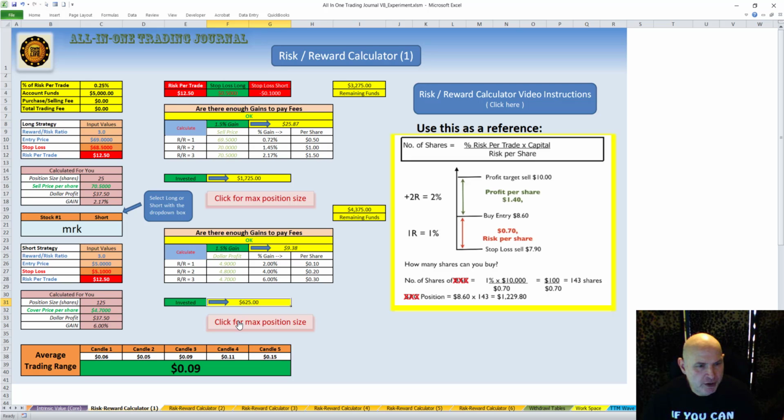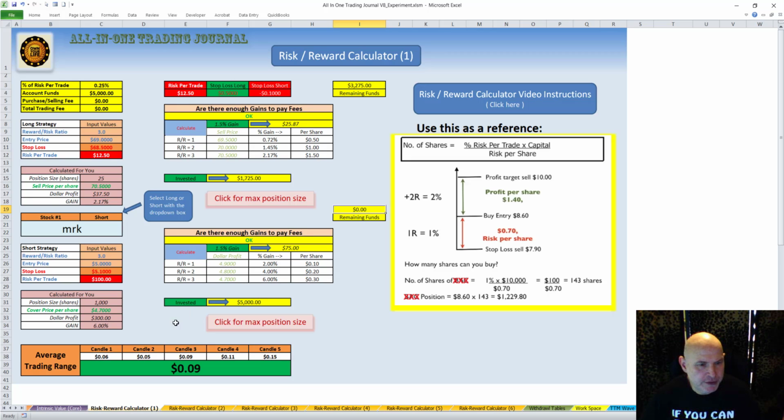If you want to go all in on this stock for a short, you click for max position size using this button. It then tells you can get 1,000 shares for your $5,000 and you have 0 remaining funds.